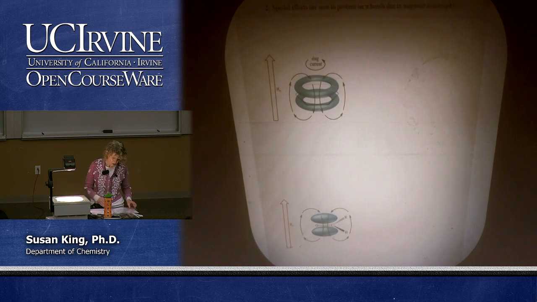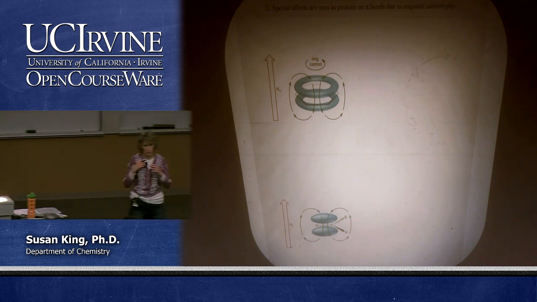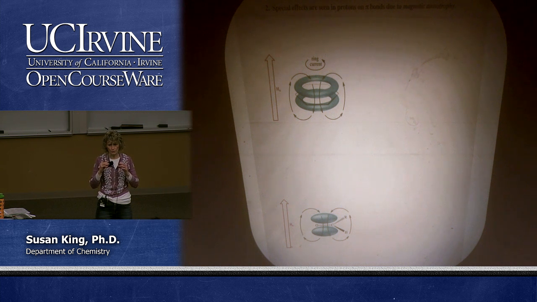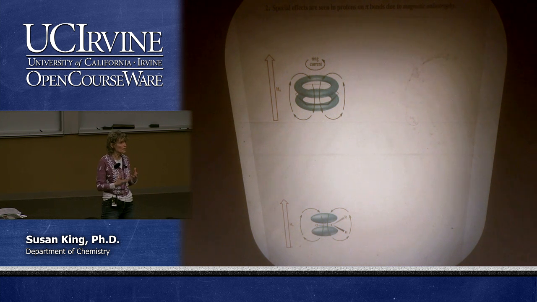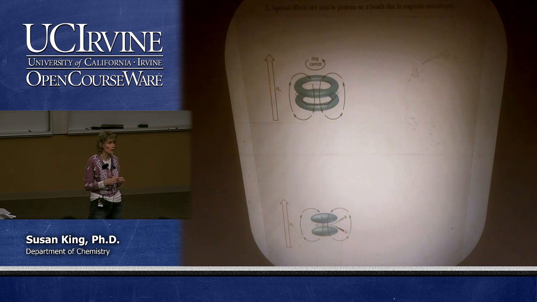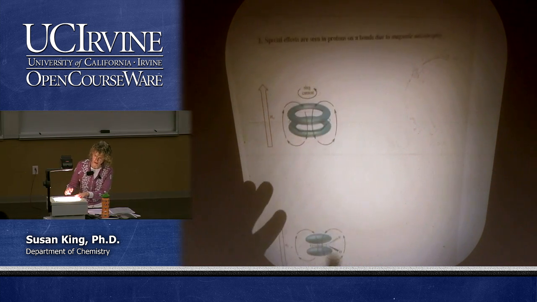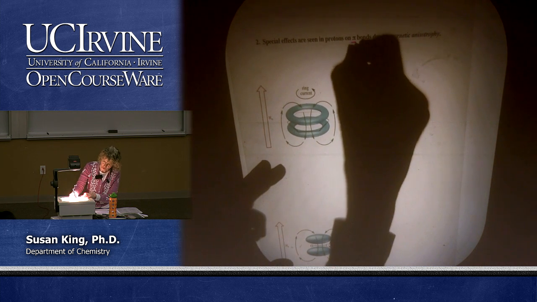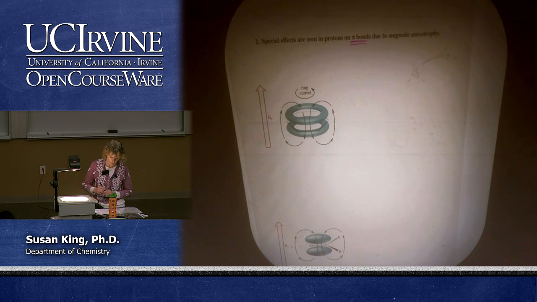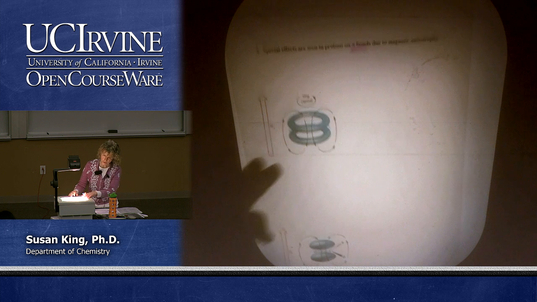Now, I'm going to describe this feature to you. I will not ask you to describe it, to draw it, or anything. If you shut off your brain right now and you don't want to think about this and you just want to look at your chart, you're going to have your chart, and that's perfectly fine. But many of you like to understand what's going on, so that's why I'm going to talk to you about this. Special effects are seen with protons on pi bonds due to magnetic anisotropy. So that's what I'm going to describe right now.